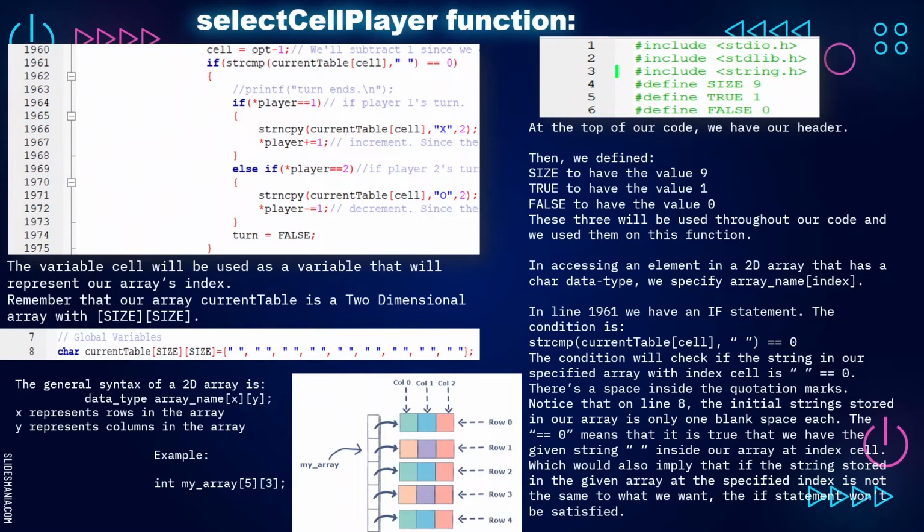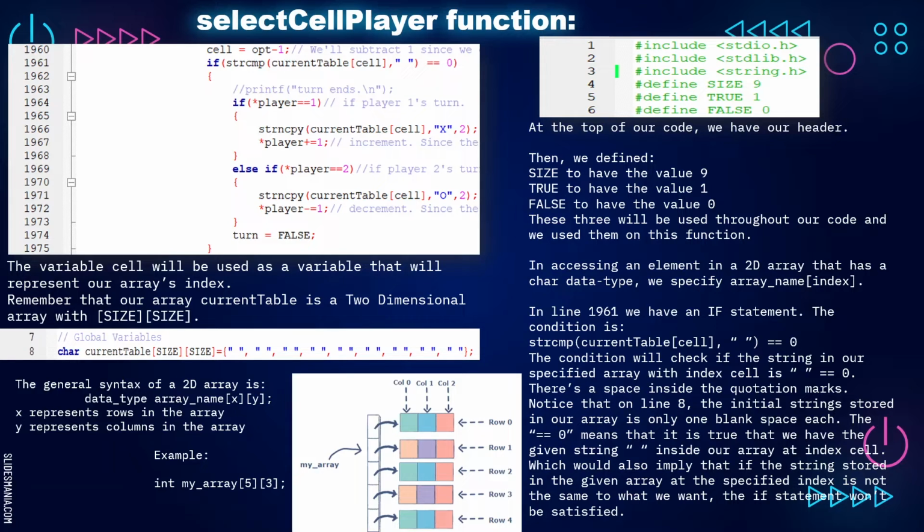At next slide, we have a select cell player function. So the variable cell will be used as a variable that will represent our array's index. Remember that our array current table is a two-dimensional array with size. So in line 1960, we will subtract 1 since we only accept 1 to 9 as our input from the user, while indexes of arrays will start at 0. The indexes will work on our 0 to 8.